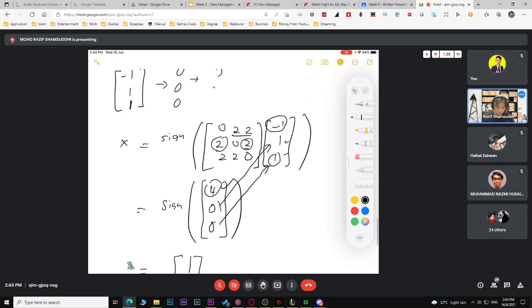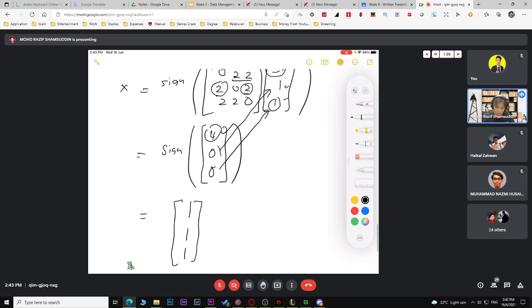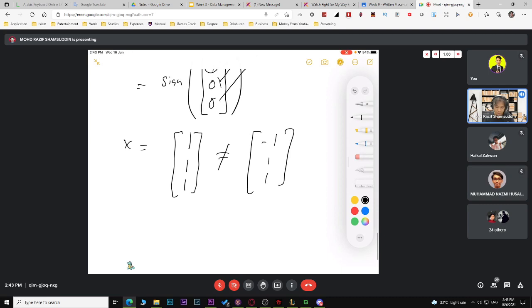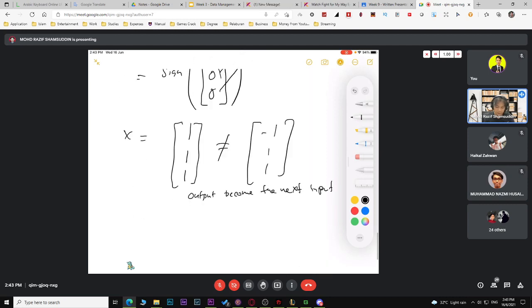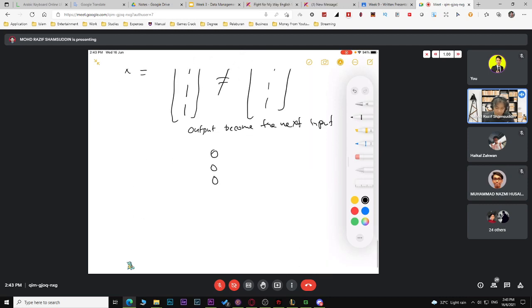However, for this output, it doesn't match the input, right? The input is -1, 1, 1. So it doesn't match. What happened? The output becomes the next input, so the network iterates. This one goes here, this one goes here. We call it a feedback loop.